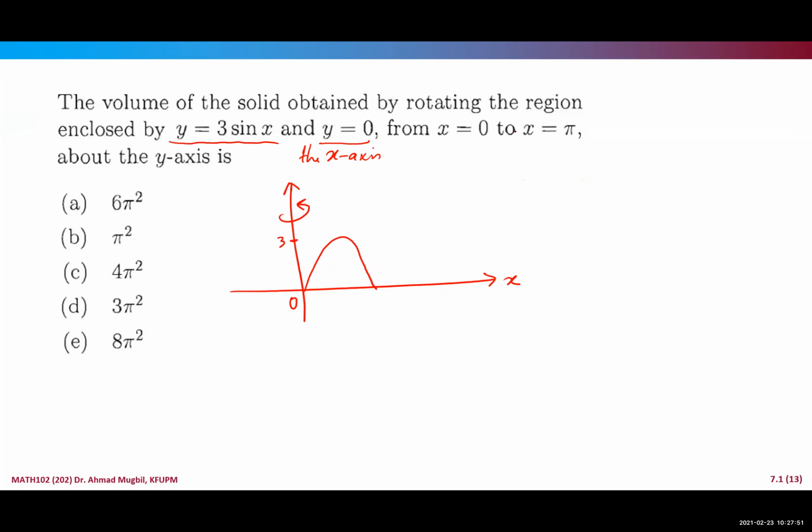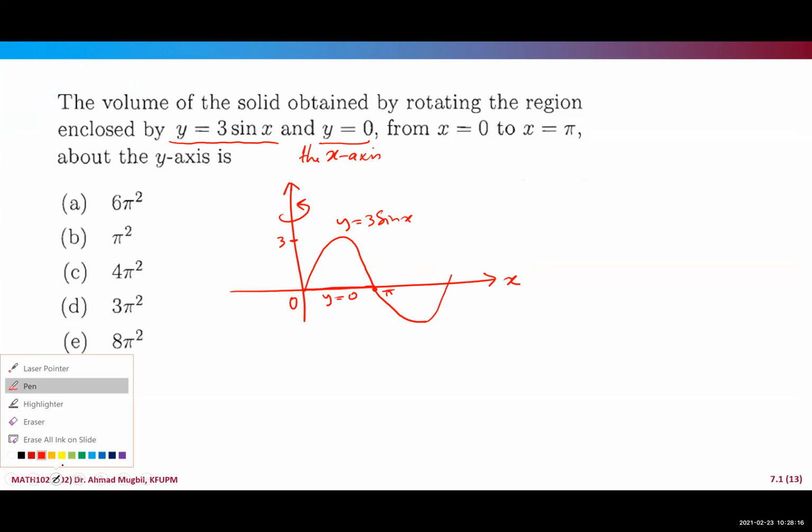And from where to where? From 0 to pi. It will be something like this. This is pi. And of course, you know that the graph of sine looks like this. This is 0, this is pi. What are the curves? This is y equals 3 sine x. What is the other curve? y equals 0, from x equals 0 to x equals pi. Very easy. And this is the axis of rotation. So where is the region that we are going to rotate? This is the region. This is our region.